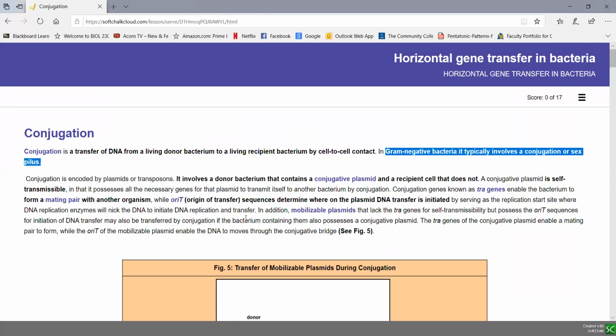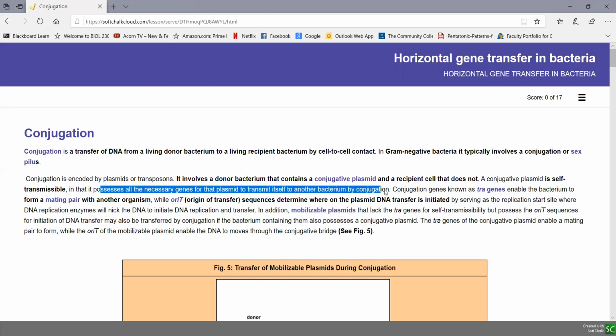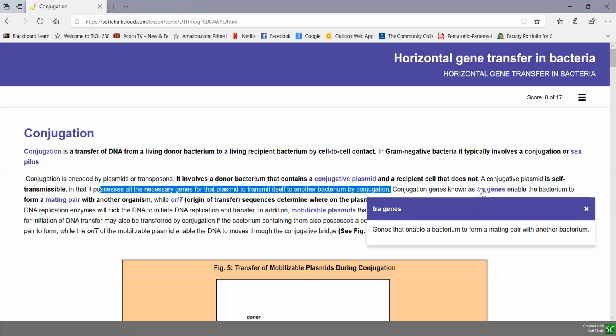So conjugation is encoded by plasmids or transposons that we learned about in Unit 1. It involves a donor bacterium that contains a conjugative plasmid and a recipient cell that doesn't. Now, as we learned when we talked about plasmids in Unit 1, a conjugative plasmid is self-transmissible. It possesses the necessary genes for the plasmid to transmit itself to another bacterium through conjugation. And that's because of genes known as TRA genes, or transfer genes. These are the genes that allow bacteria to form a mating pair and conjugate.